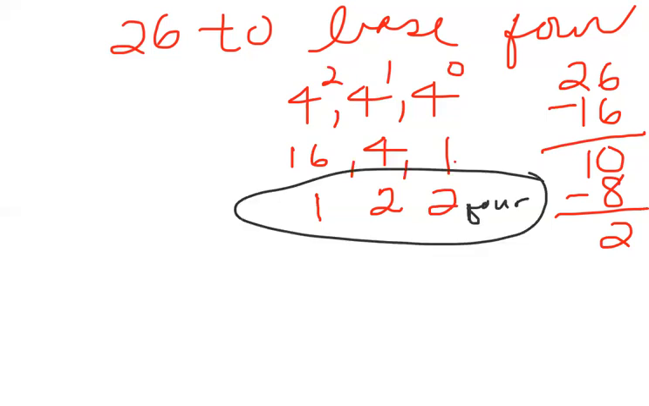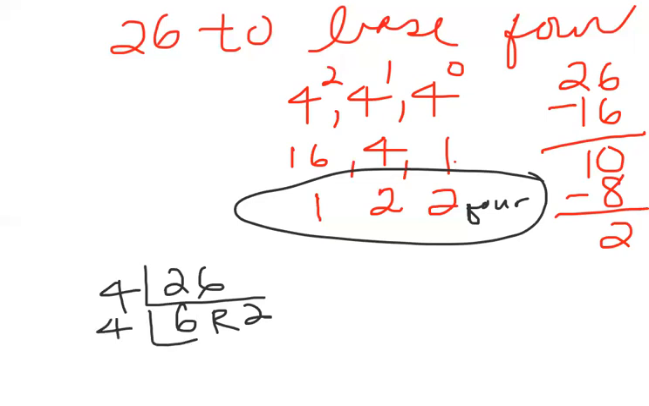Now, how does it work out with that little side trick I showed you? Here it is. 4 goes into 26. How many times? Whoops, I'm setting it up the wrong way. 4 goes into 26. How many times? 6 times with a remainder of 2. 4 goes into 6 once with a remainder of 2. So 1, 2, 2. There's your answer.